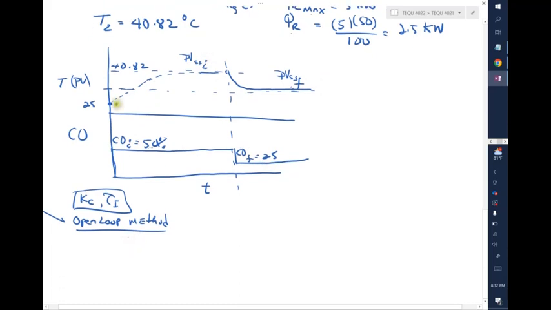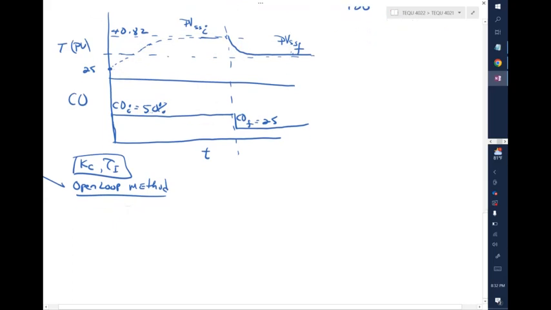So the idea is to run the dynamics and arrive at a first steady state, and then change the bias to a new value and see the new steady state settling in. With that done, the first thing that you need in order to calculate Kc and tau I, through the open loop method, is what is called Kp. Kp is the process gain, how sensitive this process is.